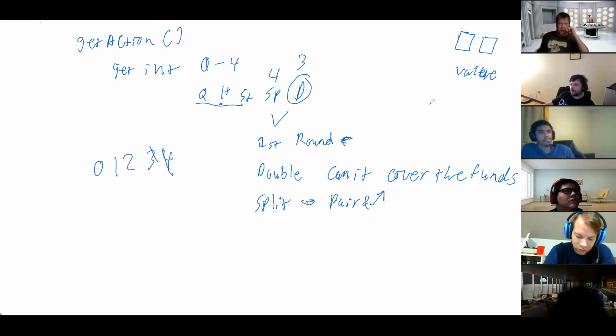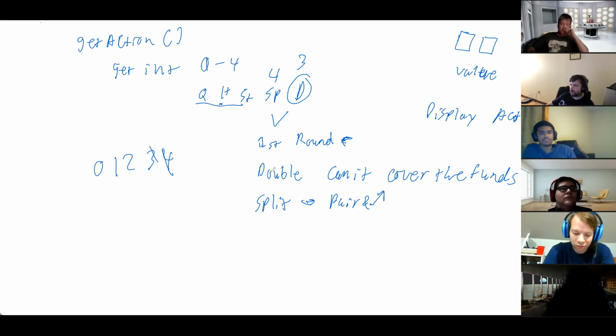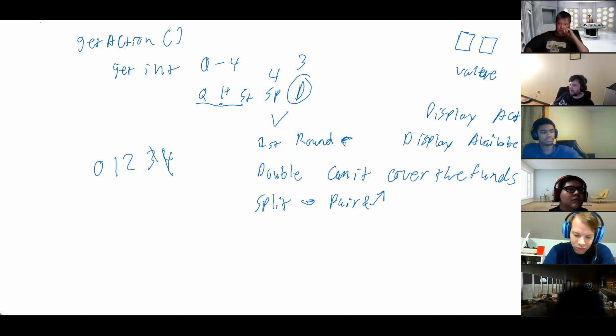So we need a display actions. We could also say display available actions. We could clarify that a bit more if we wanted to. So we could always make the method display available actions. Right? That just popped out.